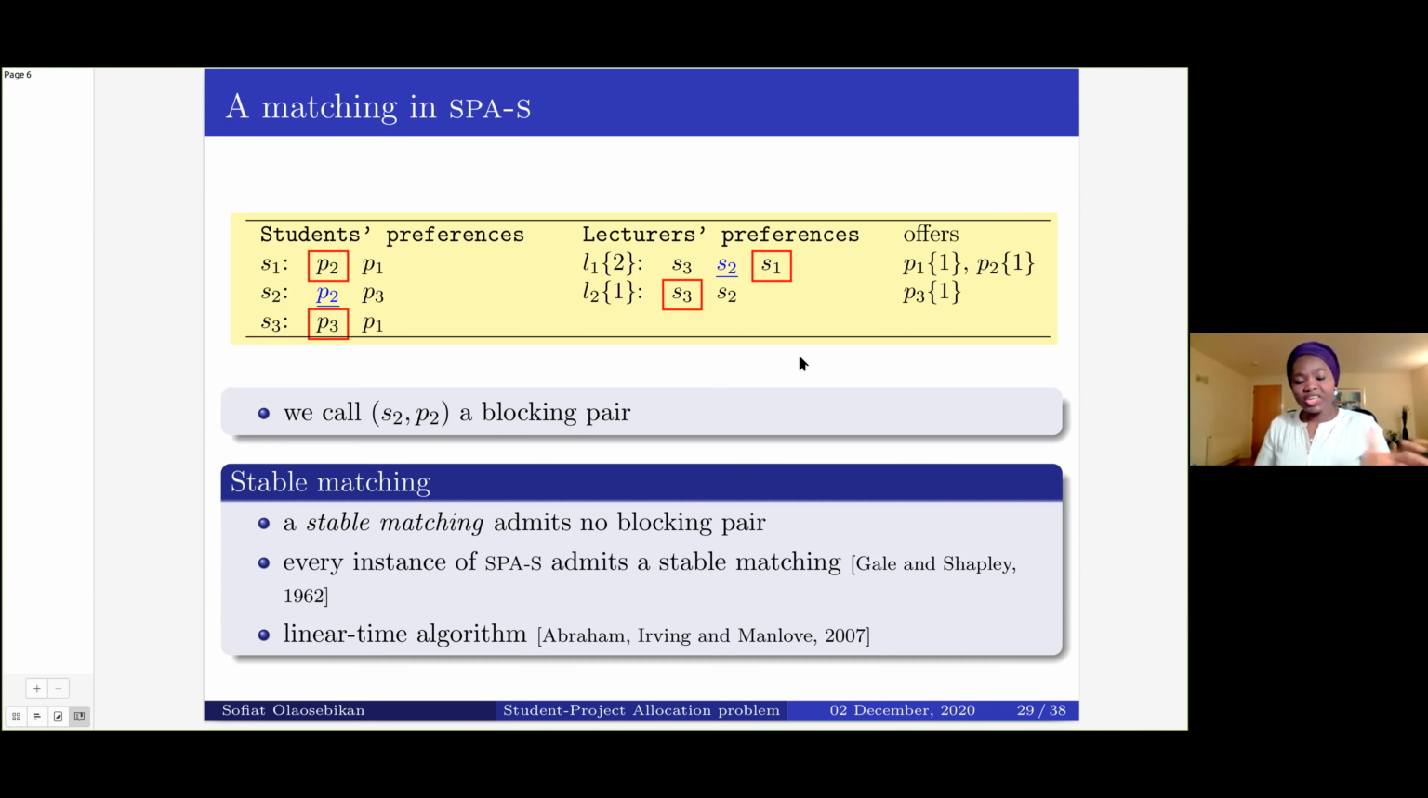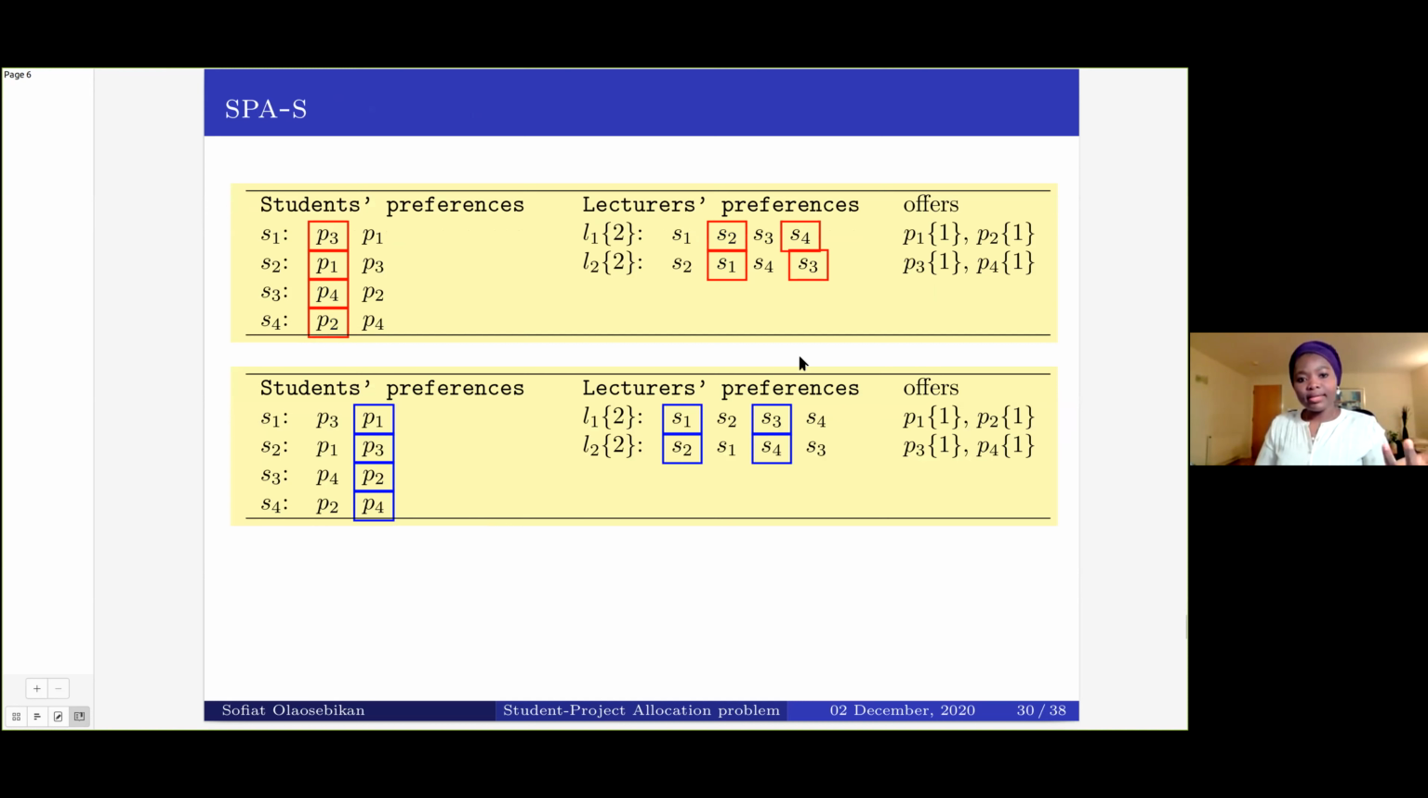Now, something interesting about SPA-S and all other problems similar to SPA-S in the literature is that there could be more than one stable matching. So there is a possibility that an instance of SPA-S would have many stable matchings, although there is always one stable matching that is optimal for the students. As you can see here, in the red stable matching, all of the students have their first choice. So there is always one that is student optimal, but there could be many more with different properties.